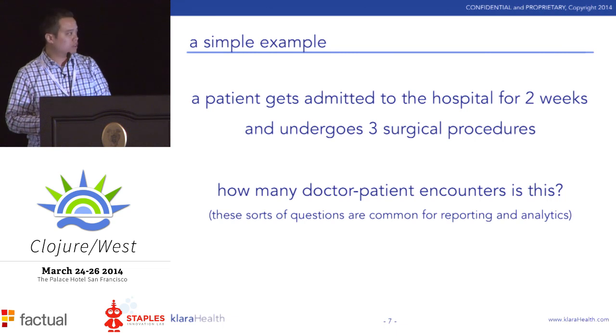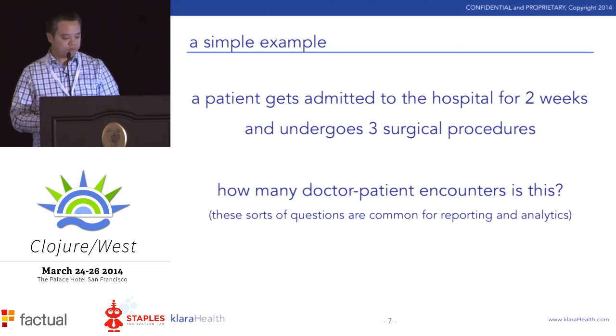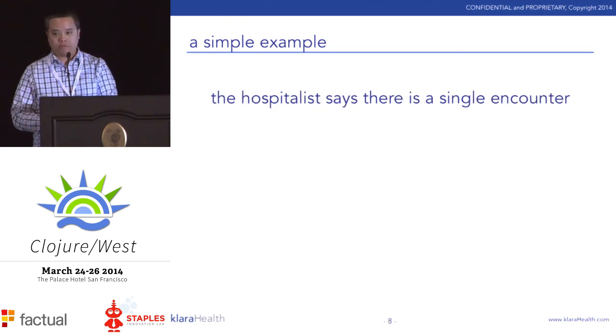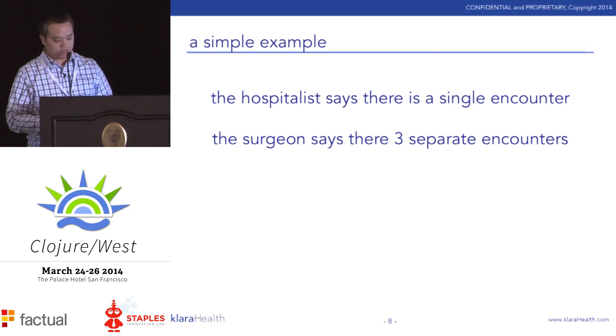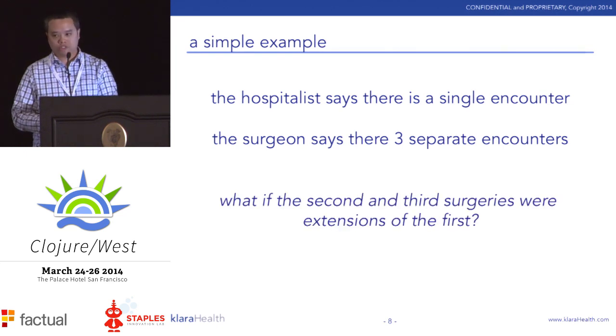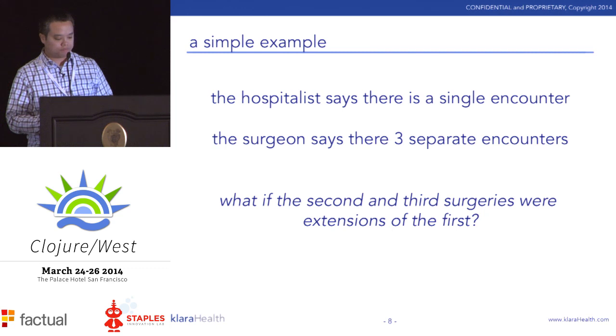This is an example of a basic query that we want to ask of the data. It forms a unit of measure, right? If you talk to a hospitalist or an inpatient doc, they'll say it's one encounter. Patient got admitted on one day, got discharged 2 weeks later. You talk to a surgeon and they say, well, it's 3 encounters because they came into my OR 3 times. And to make it a little bit more complicated, what if the second and third surgeries were just extensions of the first? Are those separate encounters? Is it one encounter? Is it one episode of care?